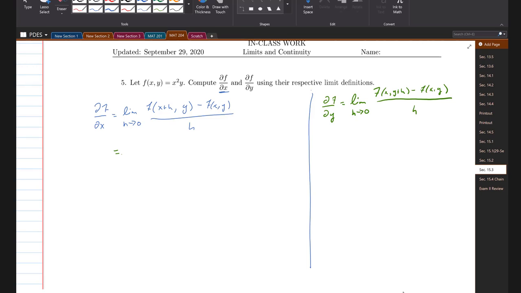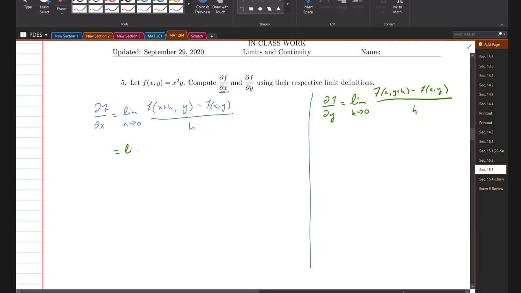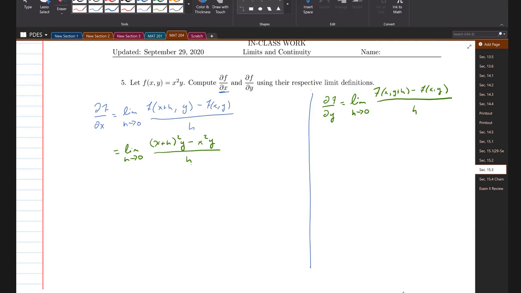Okay. All right, so here we go. We've got the limit now as h approaches 0 of (x plus h) quantity squared times y, minus x squared y, all over h. Any questions about that second step, folks? Give me a thumbs up or a crying face.